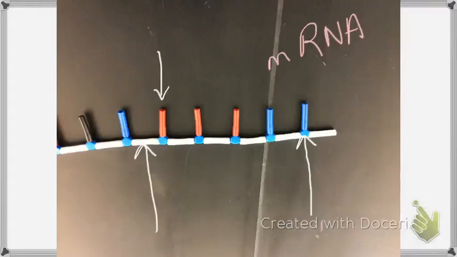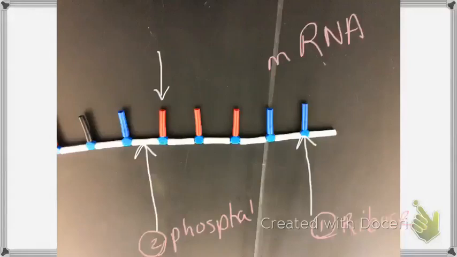Guys, help me out with a few things. We'll just start right here. We'll call this number 1. And the pointer's on those blue pentagons. What is that? Okay, number 2 is on the white tube. Phosphate. And any one of the tubes that are colored, number 3, bases.